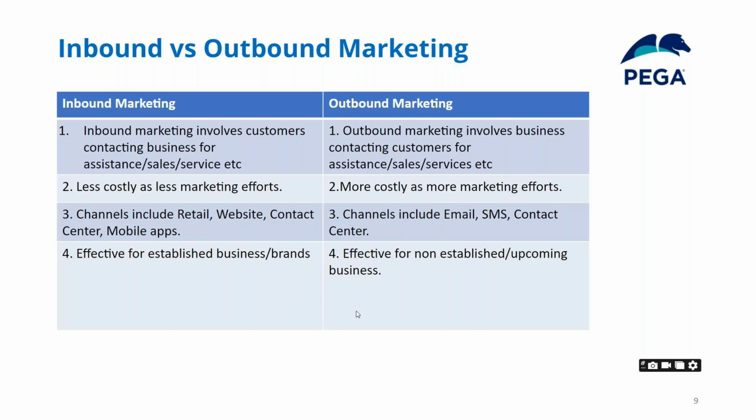But in outbound marketing, for example, email and SMS. In email we can have both inbound and outbound, but mainly in Pega, we will be considering email as outbound only. That means the business is sending you emails daily, right? You will be getting a lot of spam and promotional emails. All those are outbound marketing. The business is directly contacting you.